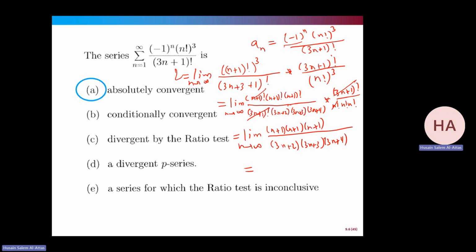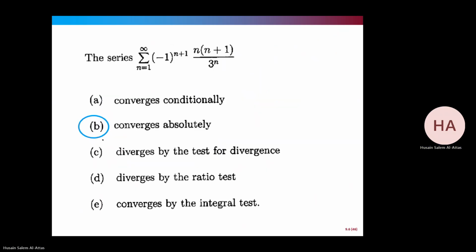the same degree, cube, in the numerator and the denominator, so I have 1 over 27, which is less than 1. It will be absolutely convergent, this one. Now I'll do the ratio test.